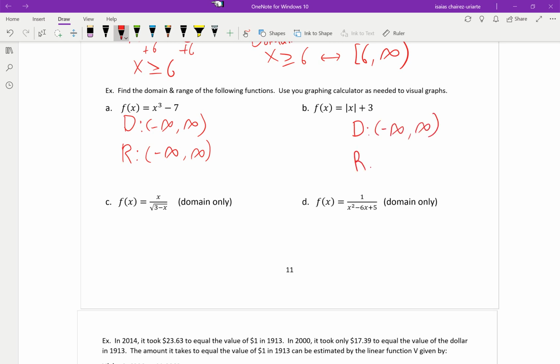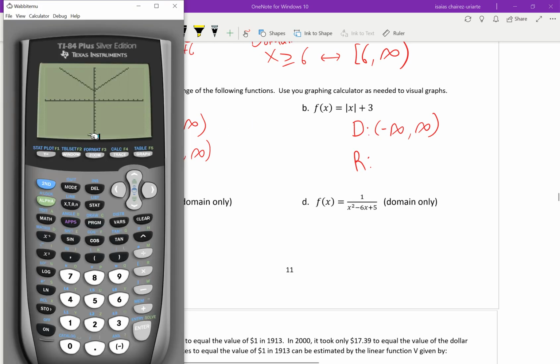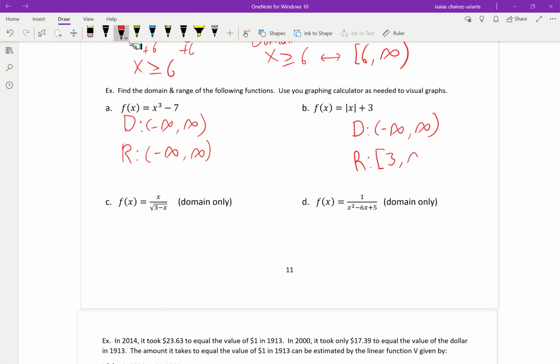What about the range? Let me look at my graph again. How far down does my graph go? How far up does my graph go? Well, it looks like my graph goes down as far as y equals 3. So 1, 2, 3. And it keeps on going up forever. And 3 is included in my graph, otherwise there would be a little gap there. So I'm going to conclude that my range is from 3 to positive infinity.